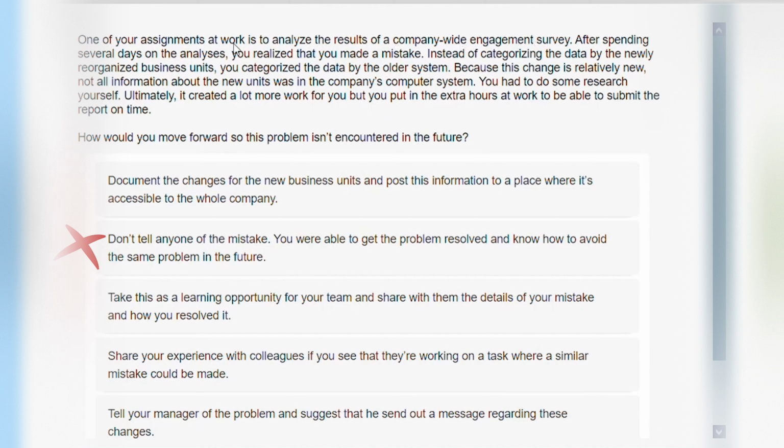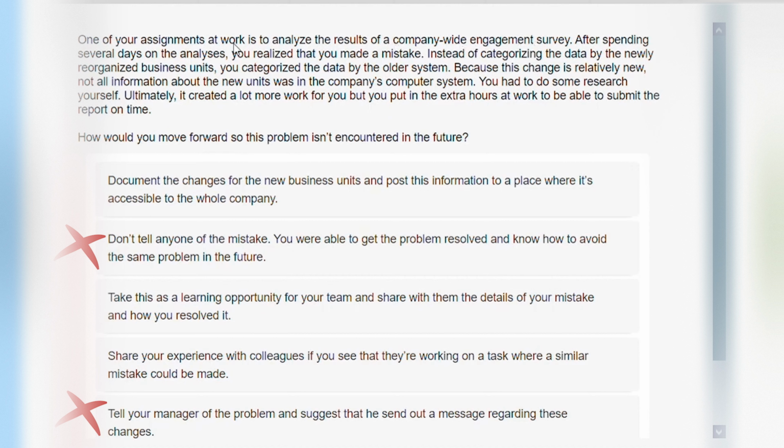Again, starting with the elimination, don't tell anyone of the mistake. Cross it out. Tell your manager of the problem and suggest that he sends out messages, which is number 5. Again, this is not you taking the responsibility, rather you're putting the responsibility on the manager. Rather, the peak performance factors require you to own the business.